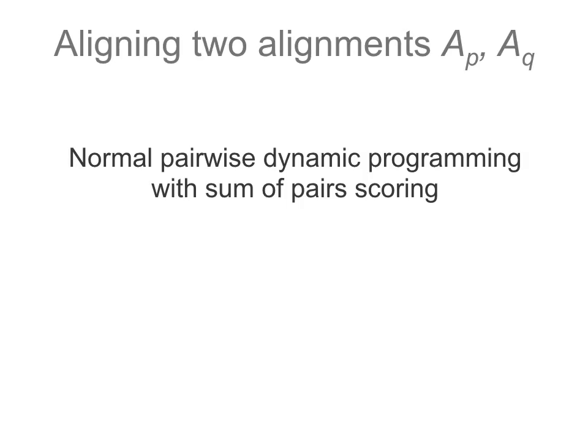Now let's go back to the question: how can two sequences be aligned? How can two alignments be aligned to each other? Well, the answer is very simple. We run the normal pairwise dynamic programming with a sum of pairs as scoring. So every position is now not an individual residue anymore, but rather a column of residues from the alignment at hand.